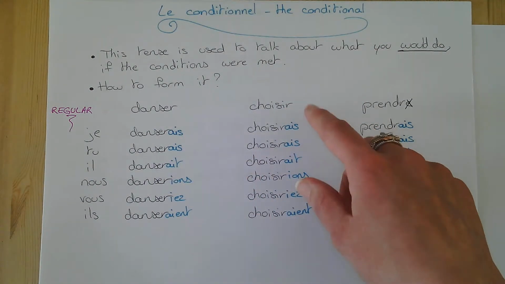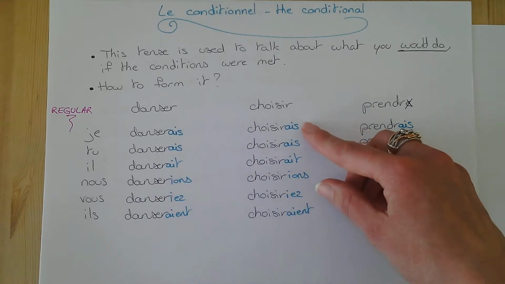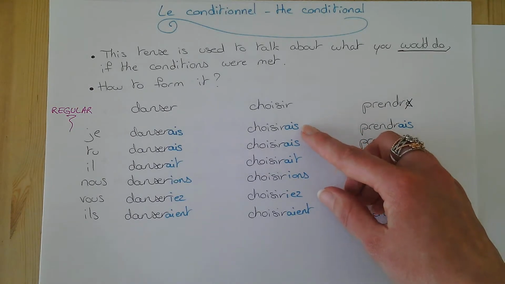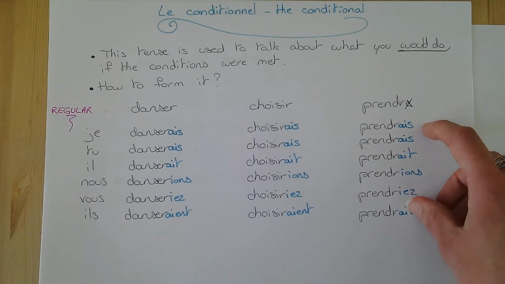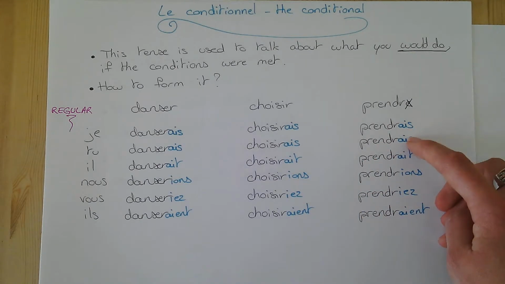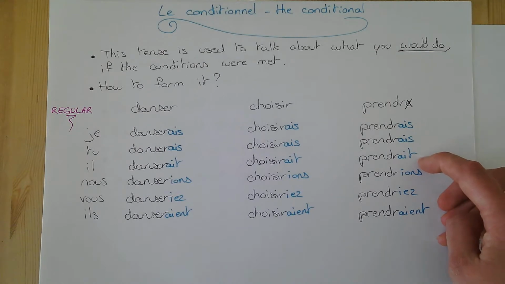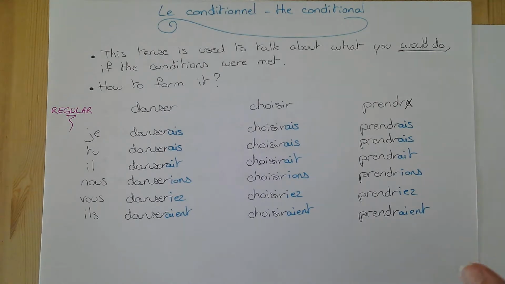Here, I'm not going to do the whole column again, but you have I would choose, you would choose, he would choose, and here I would take, you would take, and he would take. So that's the rule for the regular verbs in the conditional tense. If you're working at home, if you haven't already got notes in your books about that tense, please pause the video and make notes about that if you feel like it.